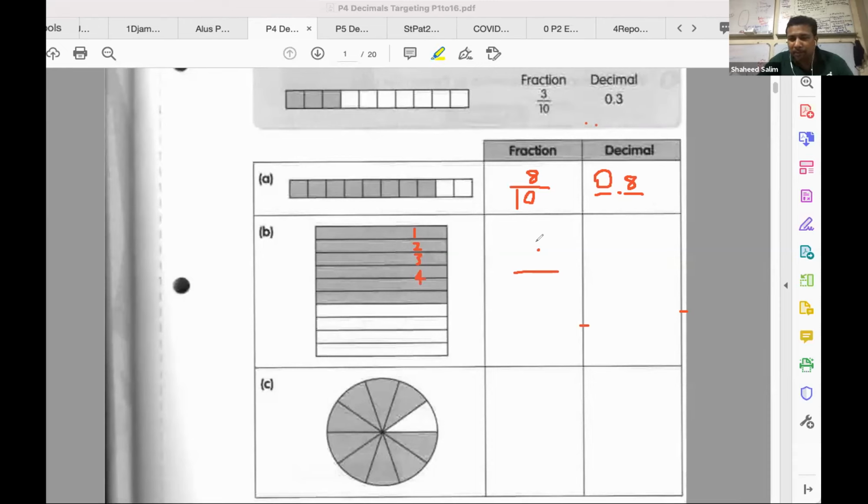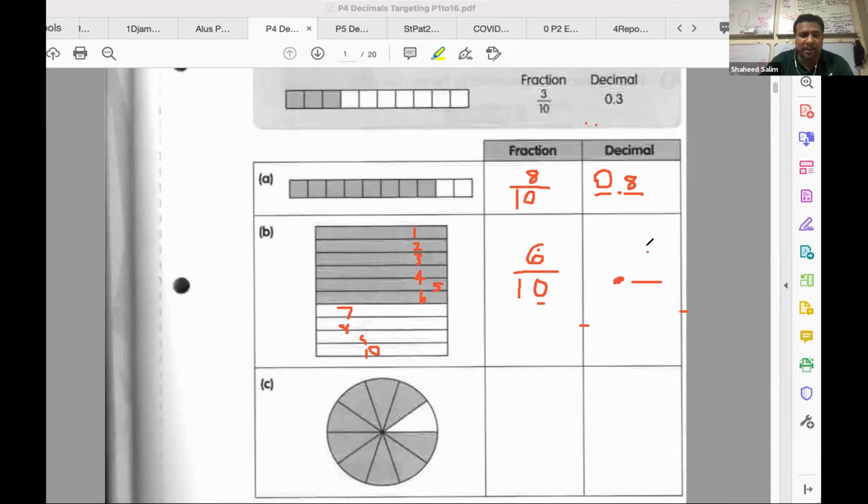Otherwise, we'll count together. You see, 1, 2, 3, 4. This is 5. This is 6. So shaded is 6. You put the 6 down here, Neris. All together, how many are there in total? 7, 8, 9, 10. So you put it over 10. Remember what I said? If there's a 10, you must have 1 space after the dot.